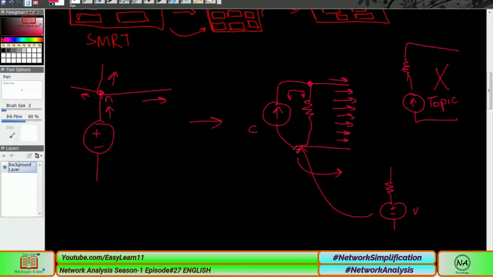The main book that we are following, again I'm telling you in case some new students join us, is Network Analysis, third edition, by Van Valkenburg. You can download this book online, purchase it, or get it from the market. It is very easily available. The book has a coming examples session, I think 7 examples. One example will be discussed in one episode, then the second example in the coming episode, and so on.